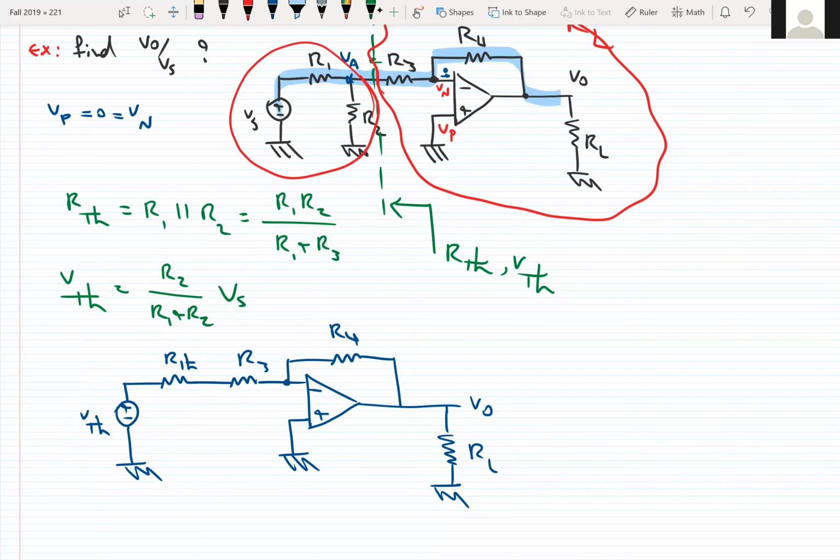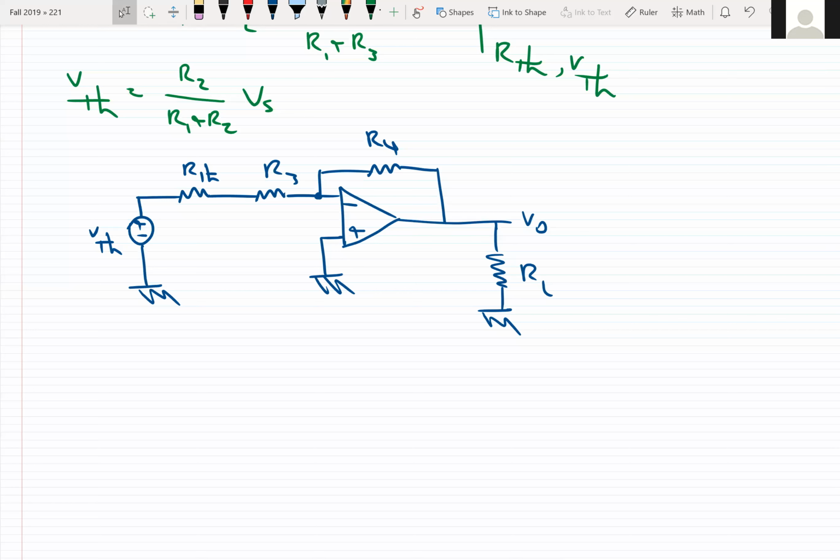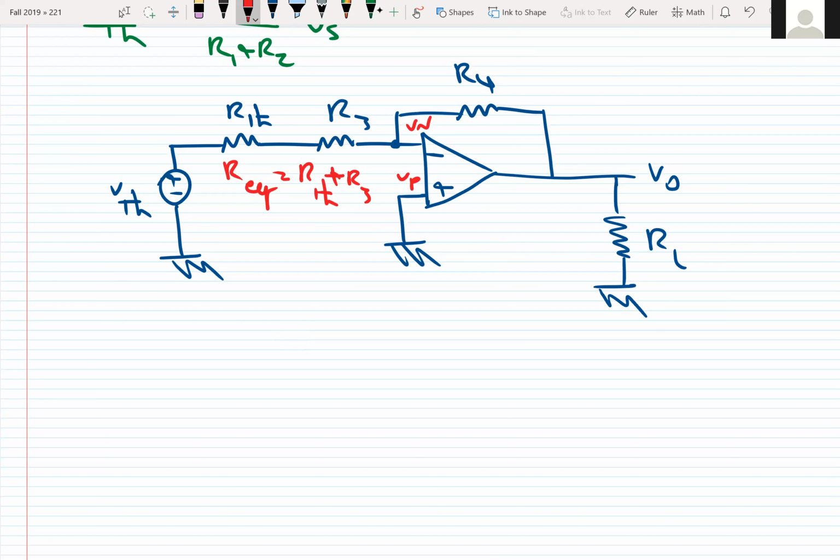Now we want to solve this circuit. This is Vp, this is Vn, and we have two resistors in series, so we can simply say that R equivalent is equal to R Thevenin plus R3 because they are in series, and then we can say Vp is equal to 0, which is equal to Vn.